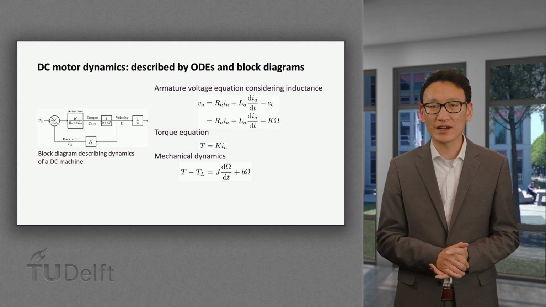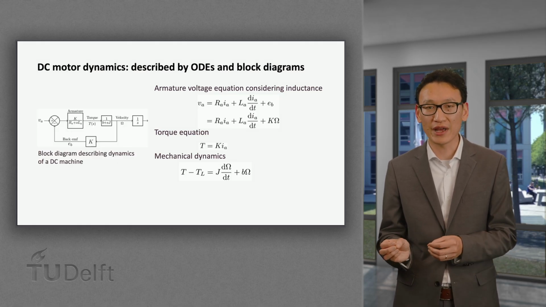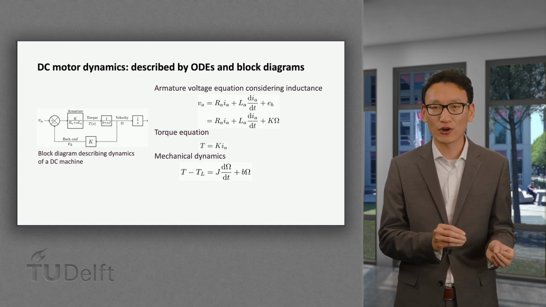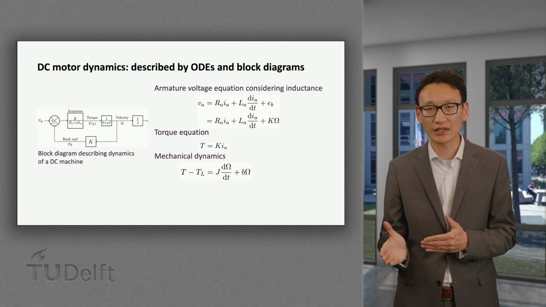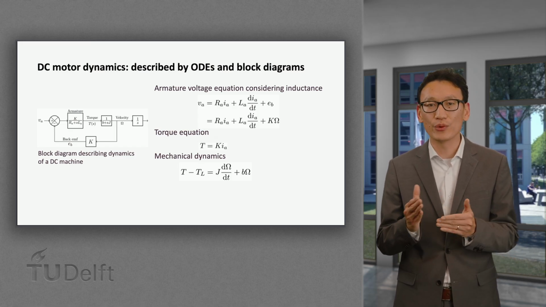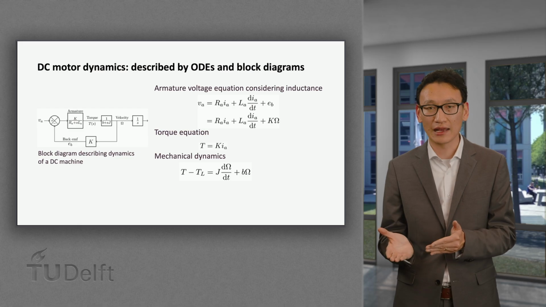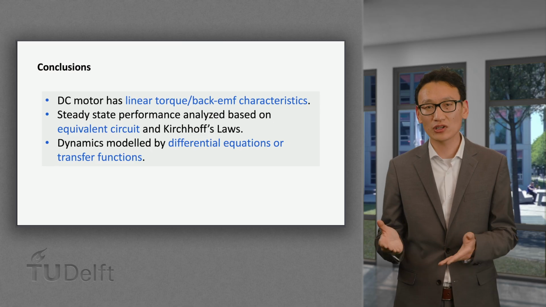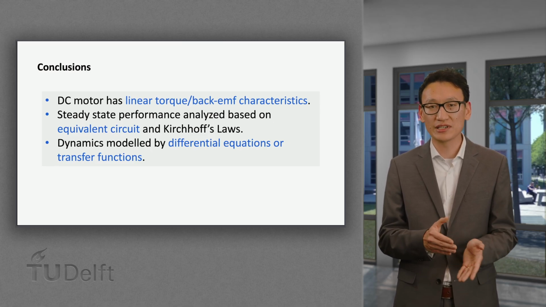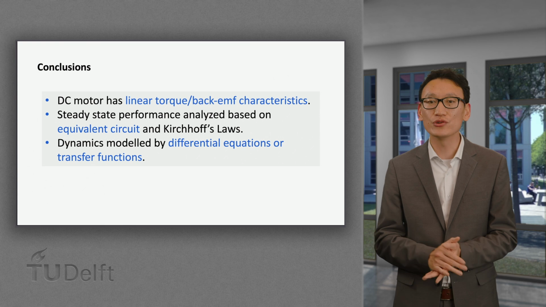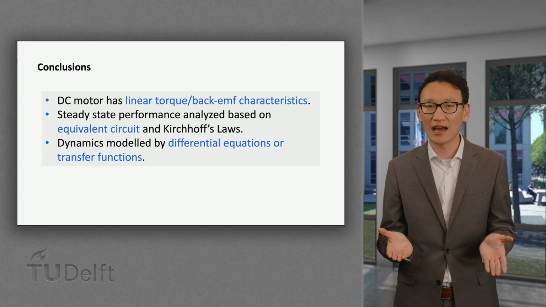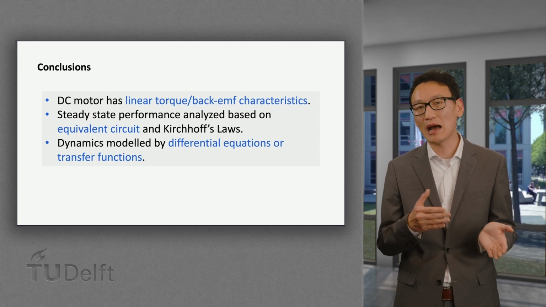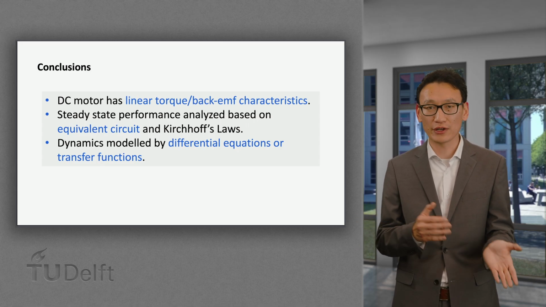The ordinary differential equations can be converted into a transfer function-based block diagram using Laplace transformation. Here, the block diagram is provided directly without further elaboration. In Module 5 of this course, you will learn it in detail for controller design. Looking back, we can see that the DC motor has linear torque and back EMF characteristics, which is advantageous for motor control. Its steady-state performance can be analyzed by equivalent circuit and applying Kirchhoff's law, and its dynamics are modeled by differential equations or transfer functions.